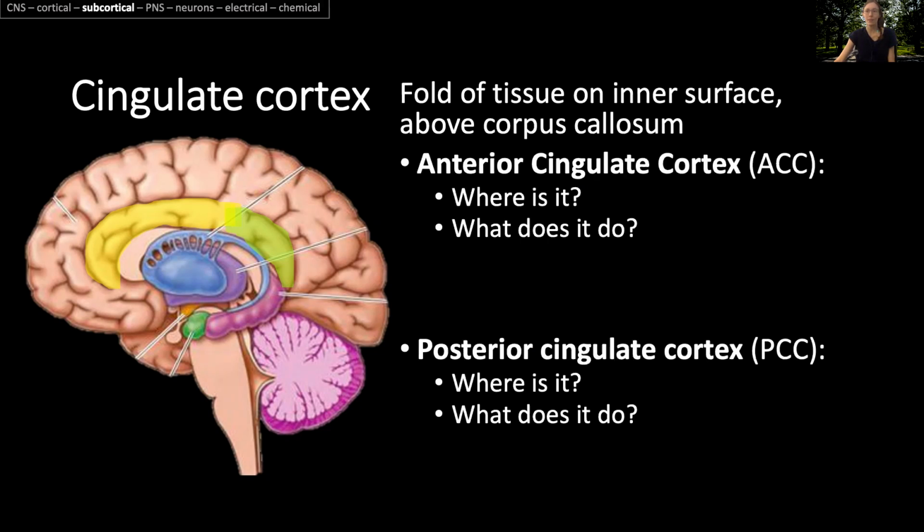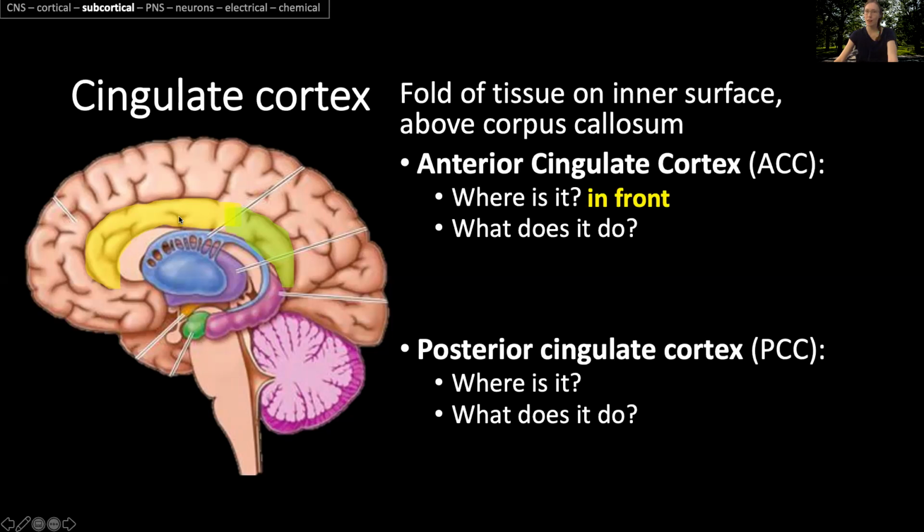Now, I want you to take a guess again. Remember when we talked about those two words? Do you think the anterior section is the yellow one in front or the green one in back? So take a second and think about it. As we talked about earlier, A comes before P, so anterior is in front of your brain. So anterior cingulate cortex represents this yellow region in front.